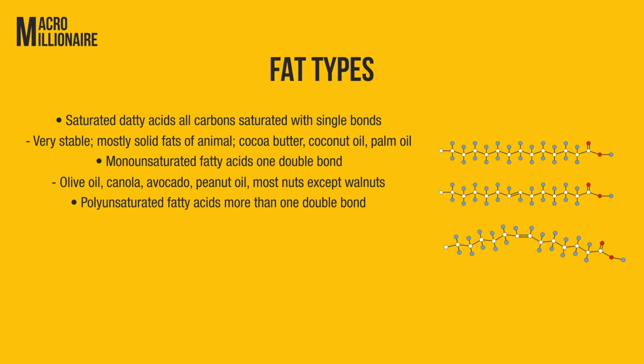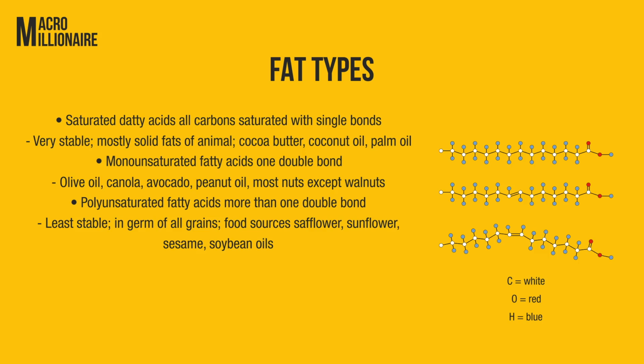You have your polyunsaturated fatty acids. That's more than one double bond. It's our least stable. We find that in germs of grains, and food sources like safflower, sunflower, sesame, and soybean oils. So again, here we see multiple double bonds and multiple carbons not attached to hydrogen.